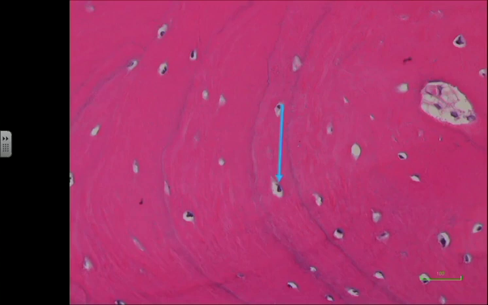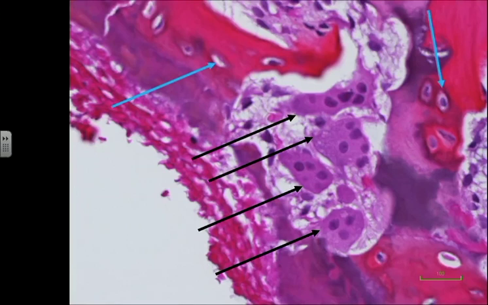Again, this is a bone matrix and a piece of bone, and an arrow highlighting an osteocyte over here. Many osteocytes, and we can see the concentric lamellae and that the osteocytes are rotating around. Let's return to our osteoclasts.